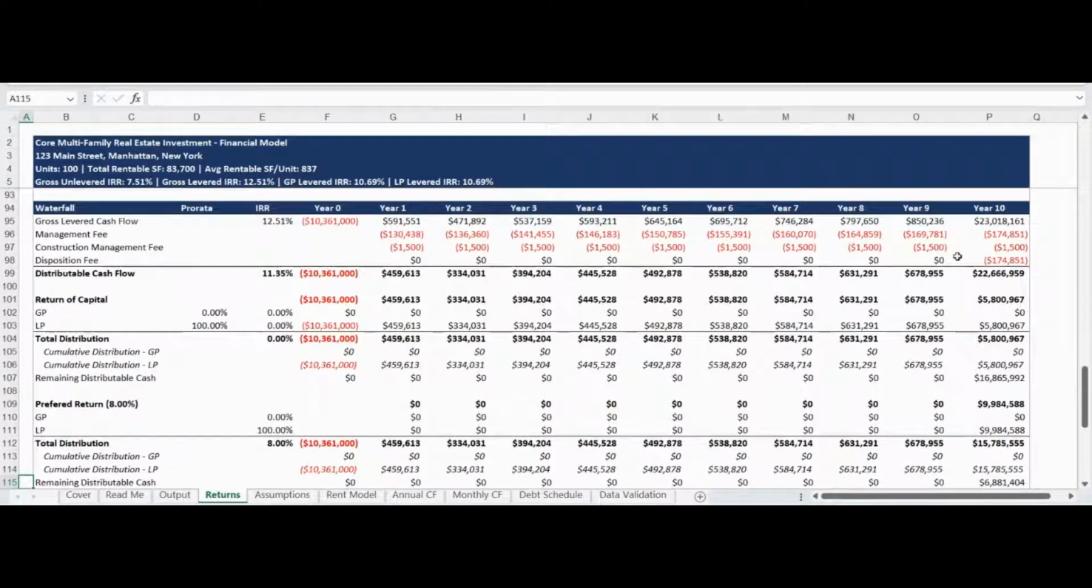The final component of the Returns Output tab is the Waterfall Distribution. The Waterfall Distribution is pre-programmed as a return of capital to limited partners, an 8% preferred return to limited partners, and then a two-tier promote structure. The first promote tier is 15% of the return over 8% but less than 10%, and the second tier is 25% over 10%.